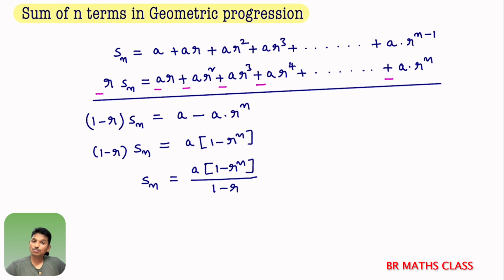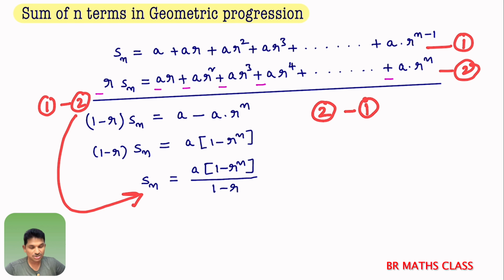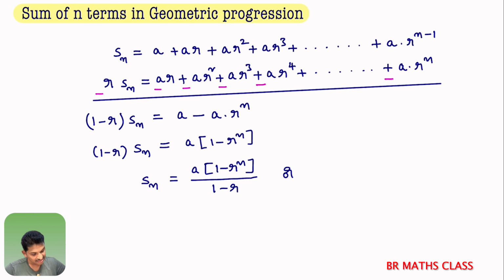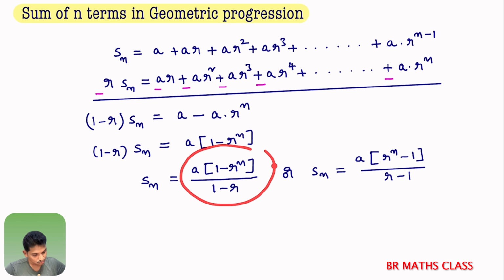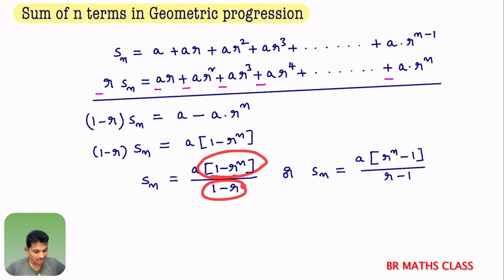Right? Here, one more way. See here, what happened here? If I suppose this as equation 1, this as equation 2, I did equation 1 minus equation 2 to get Sn. Same thing, you can try equation 2 minus equation 1. When you do equation 2 minus equation 1, then you will get Sn like this: Sn equal to a into r power n minus 1 divided by r minus 1. You see, these two formulas are actually same. You just take minus common here, and both will get cancelled. Again, you will get this only.